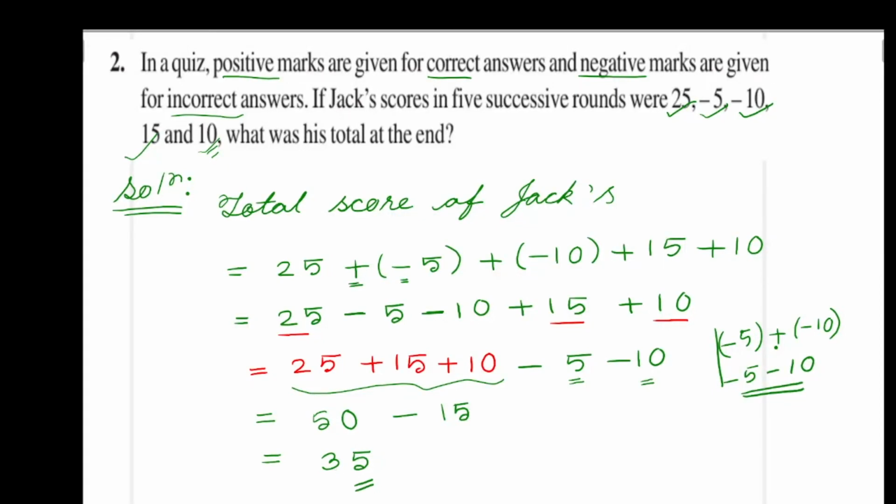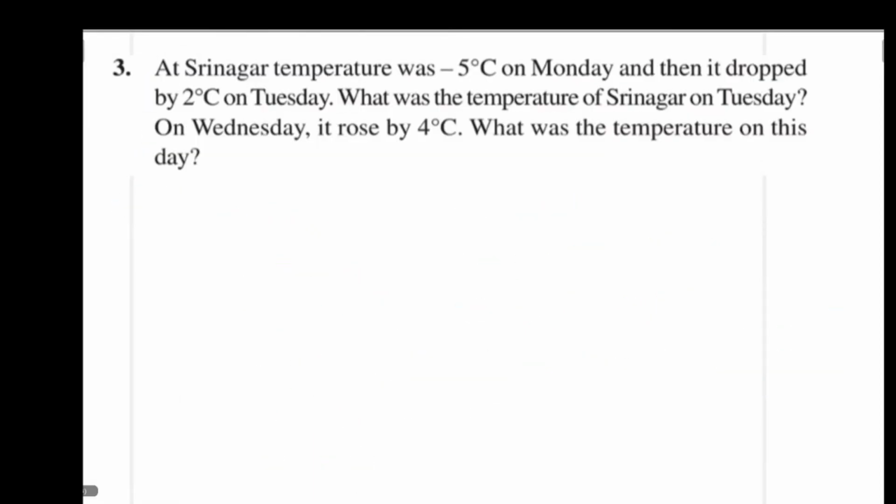It is very necessary to write the answer in a word problem. Okay. I have no space, that is why I have not written, but you have to write like that. Hence, the total score of Zax at the end is equal to 35. Okay. Come to the next.